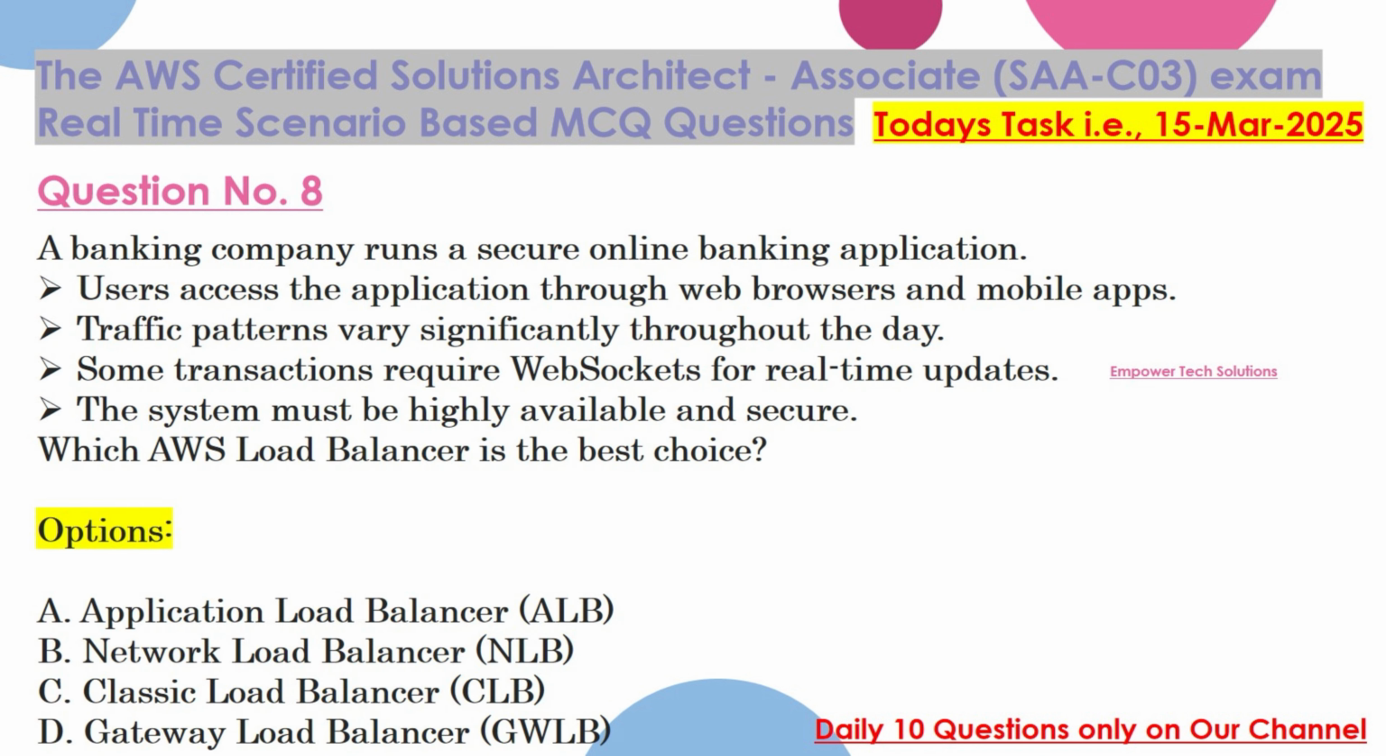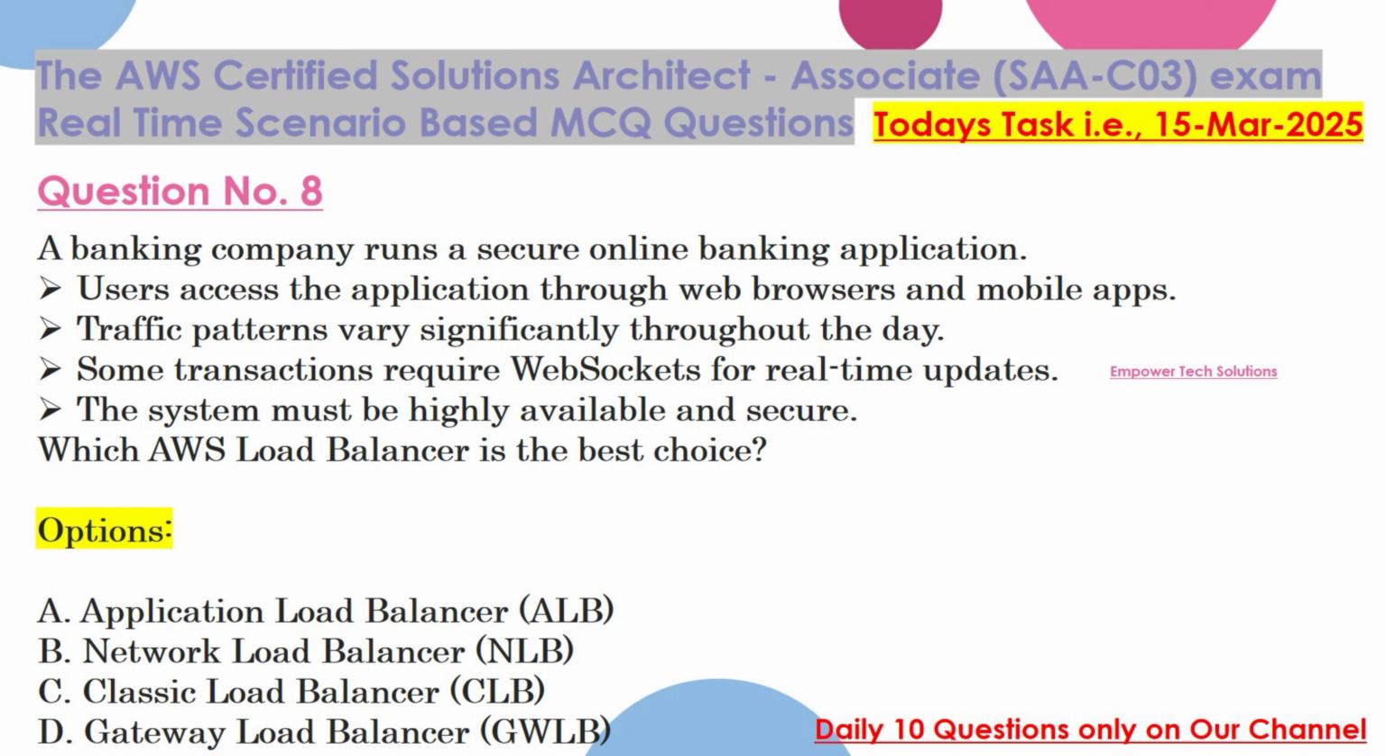Question 8. A banking company runs a secure online banking application. Users access the application through web browsers and mobile apps. Traffic patterns vary significantly throughout the day. Some transactions require WebSockets for real-time updates. The system must be highly available and secure. Which AWS load balancer is the best choice?